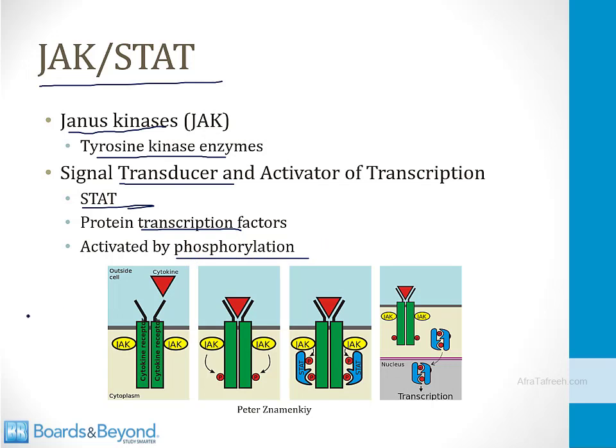So there's a drawing of how this works on the screen here. Many of these receptors are receptors for cytokines. So a cytokine will bind the receptor and that will activate a JAK associated with the receptor. The JAK will go on to phosphorylate a STAT, and then the phosphorylated STAT will go to the nucleus where it will modify gene transcription.